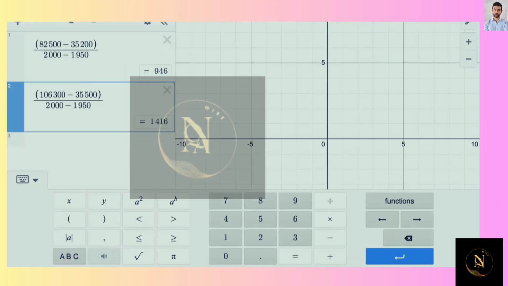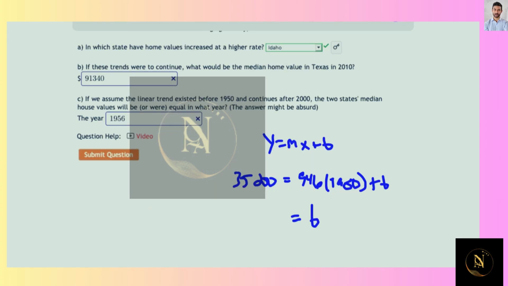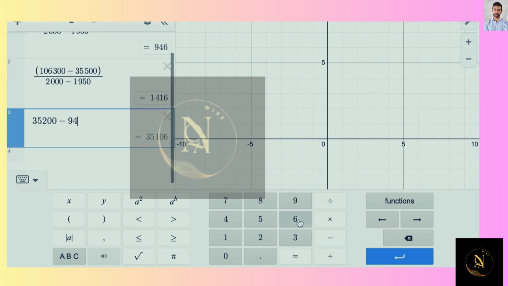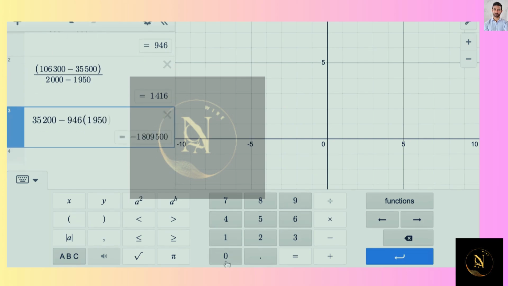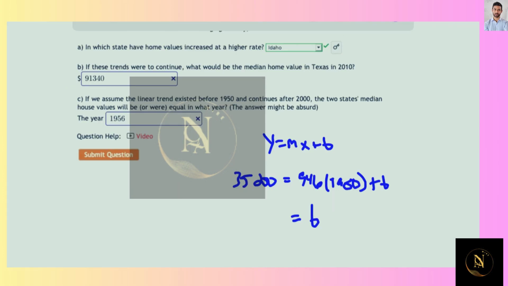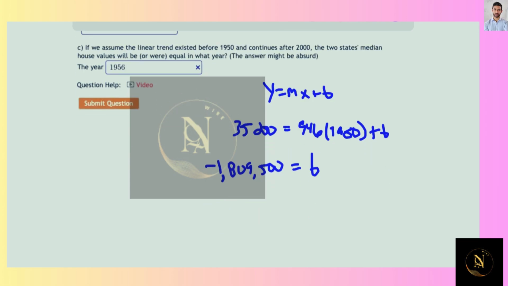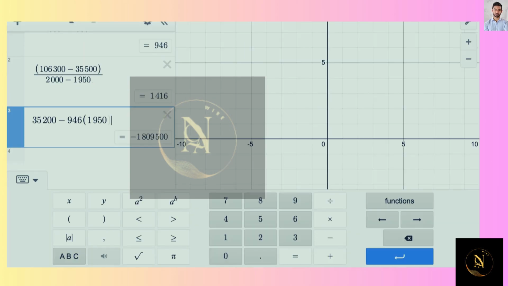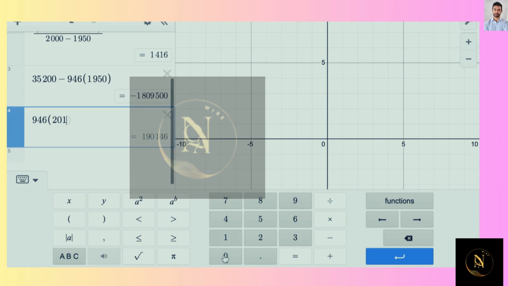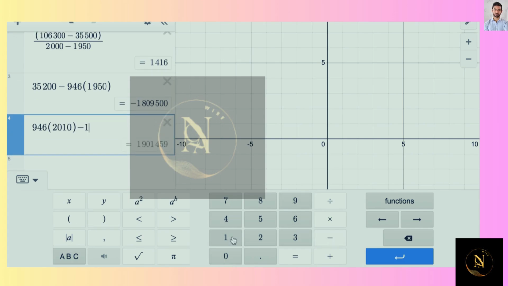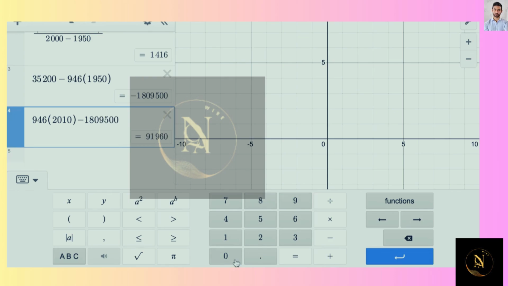So 35,200 minus 946 times 1950, and we get negative 1,809,500. And so y equals mx plus b. And now we can find for 2010, we substitute 2010 in for x. So that'd be 946 times 2010 minus 1,809,500, which is 91,960.